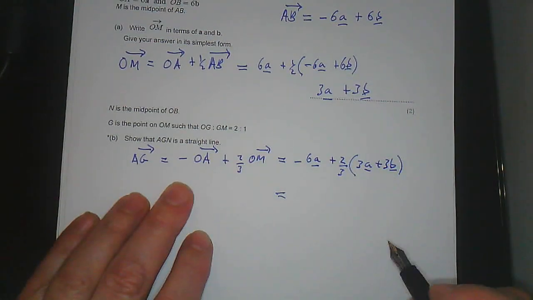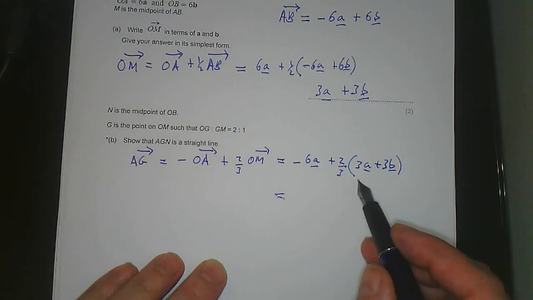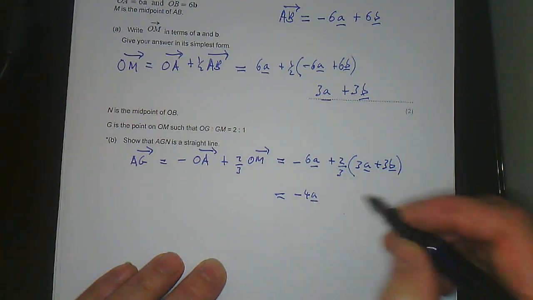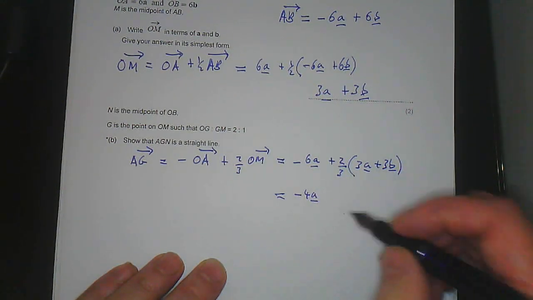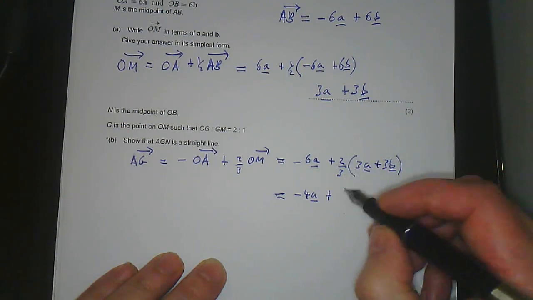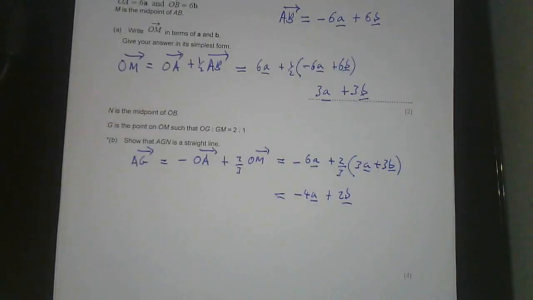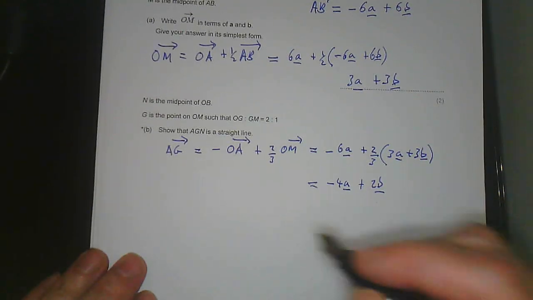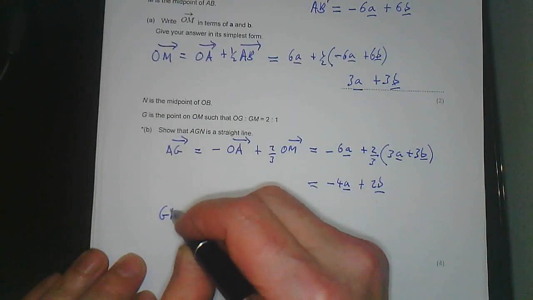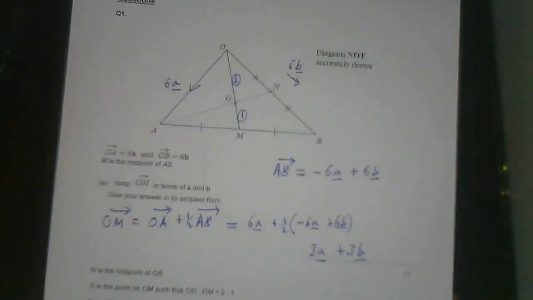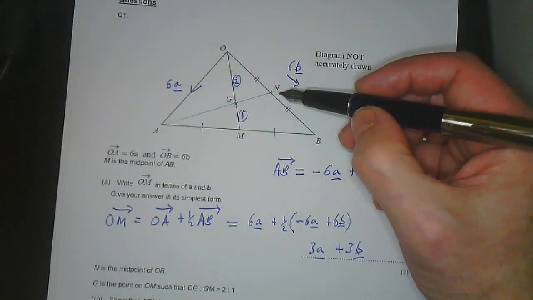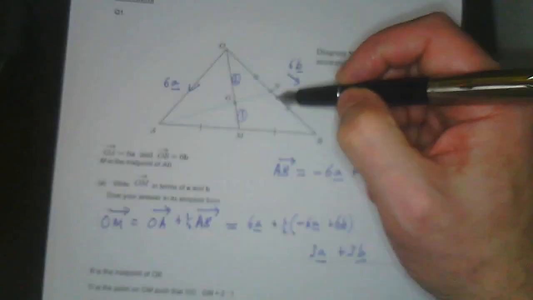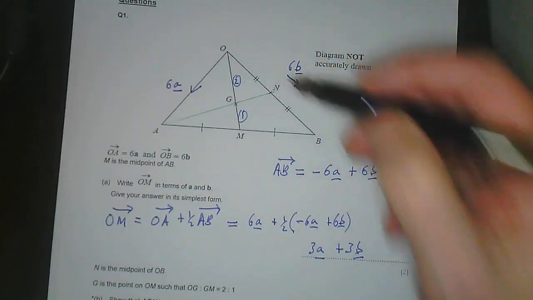So if we simplify this, we've got minus 6a plus 2a is minus 4a. And we've also got 2b plus the 3's cancel. We're left with 2b. So that's AG. Now we need to think about what GN is. GN, how do we get from G to N? What's another way? So back to the diagram. G to N. So we go backwards along OM and forwards along OB halfway along there.